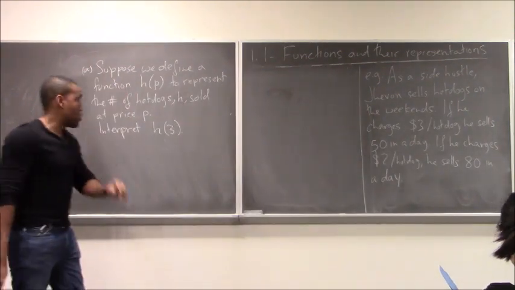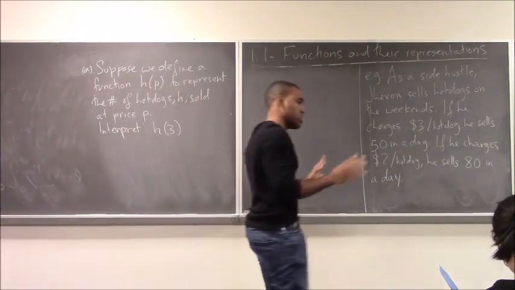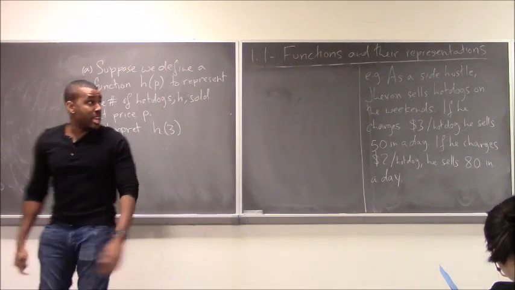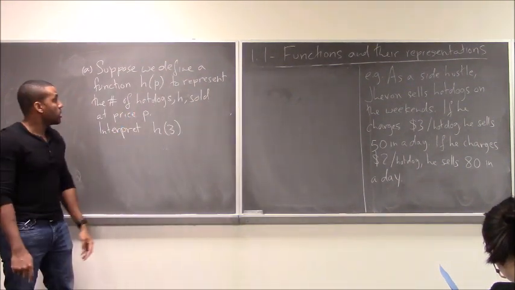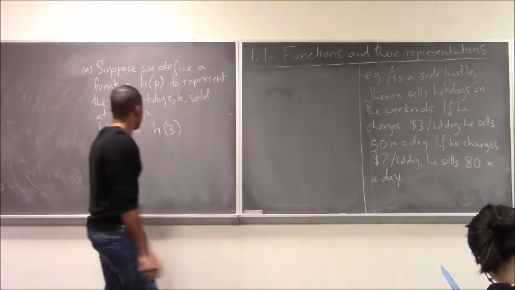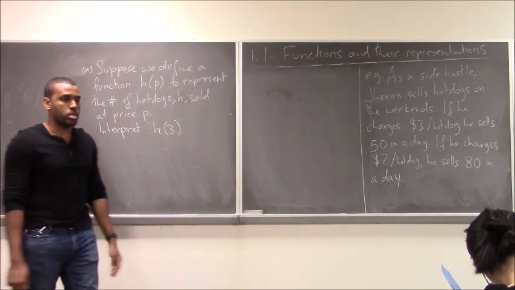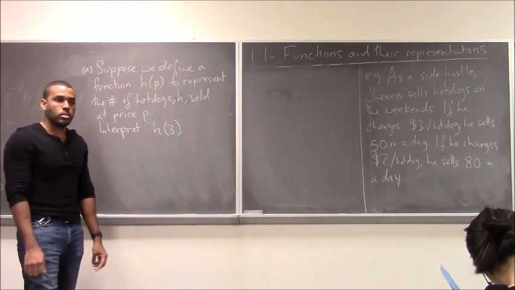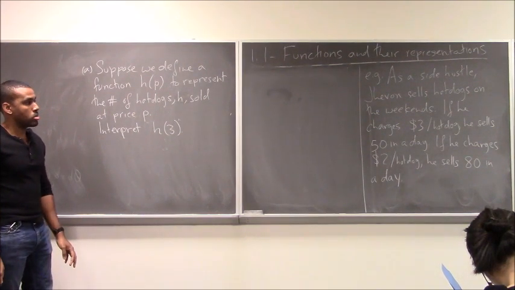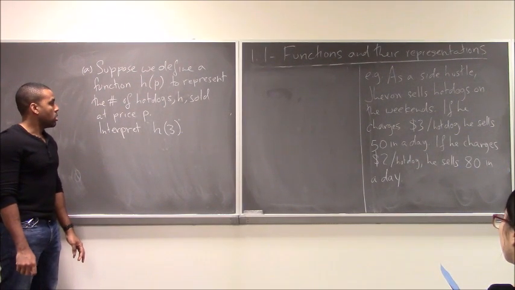So I have this situation and I define this function, and we'll see why this function is useful later. But for now, let's just suppose we define this function. Okay? So I call my function, I name the function h for hot dogs, and I'm taking p to be my input. Right? P is price. So if you see the expression h of 3, how do you interpret that expression? Yeah? Well, since we know that at $3 you sell 50, we can interpret it to be 50. The function would equal 50.